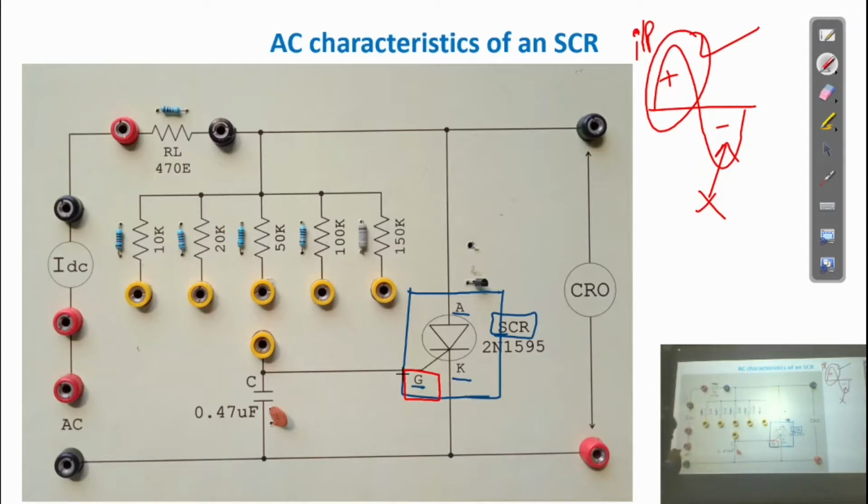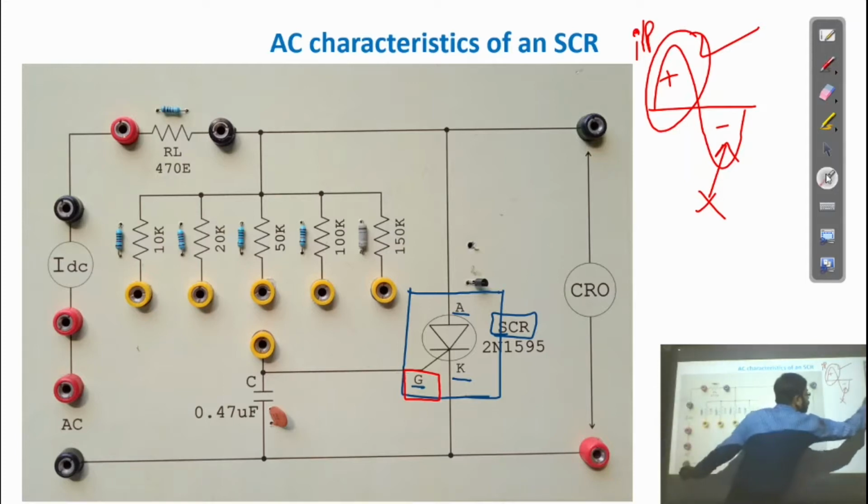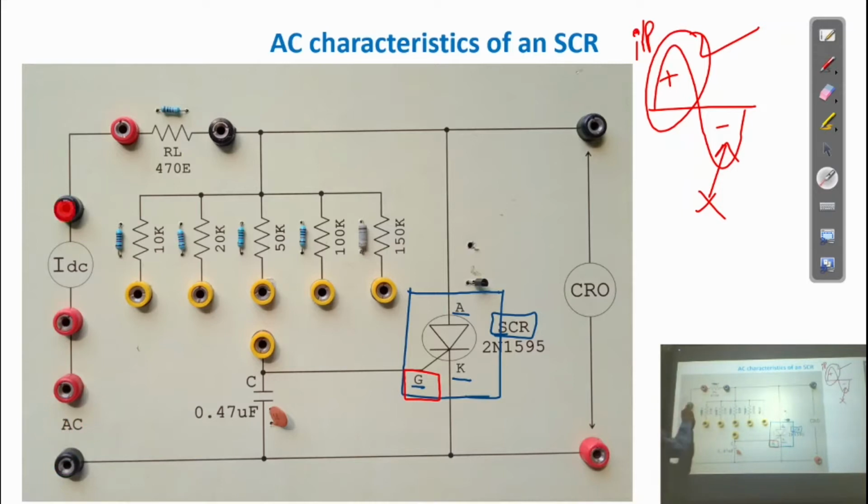Now, when an AC supply is connected over here, we will connect a DC current meter across the load, connected to the anode and cathode of an SCR. But in between, you can see that we have taken one more connection through a number of resistances and a capacitor connected to the ground terminal, and that is going to the gate.